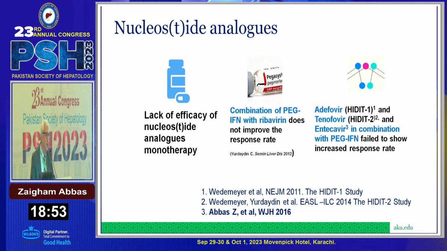So, what about nucleoside analogs? We frequently prescribe these to our delta hepatitis patients. Monotherapy has no therapeutic value for delta hepatitis, and there are studies with combinations of nucleoside analog: in HIDIT-1, adefovir was added to the pegylated interferon; in HIDIT-2, tenofovir was added to the pegylated interferon; and in our own study, entecavir was added to the pegylated interferon. But all these three studies failed to show any additive value of adding nucleoside analogs.